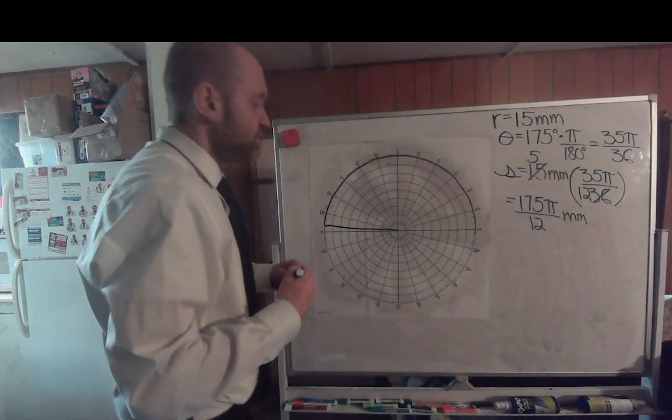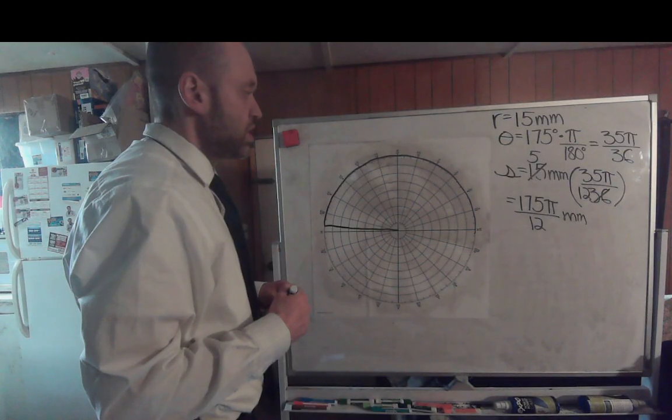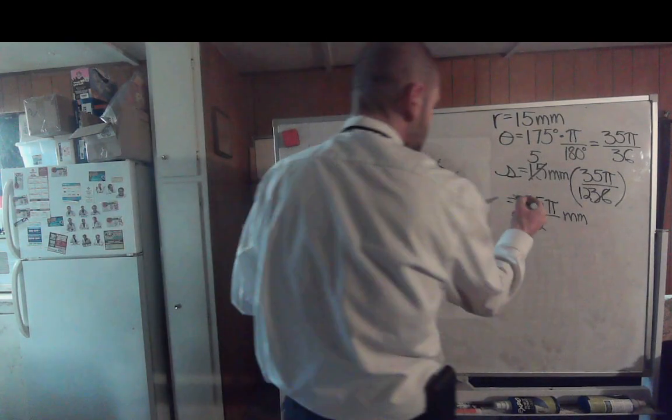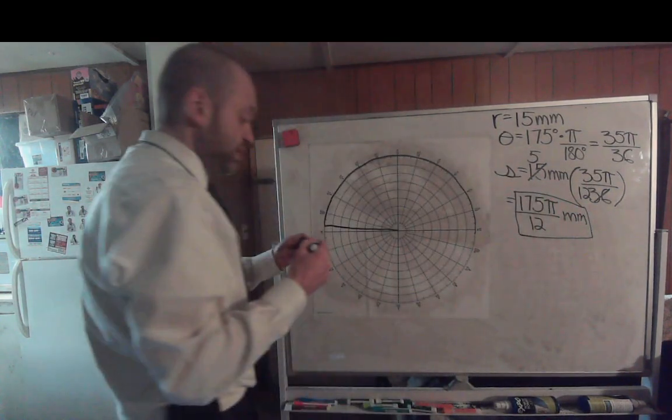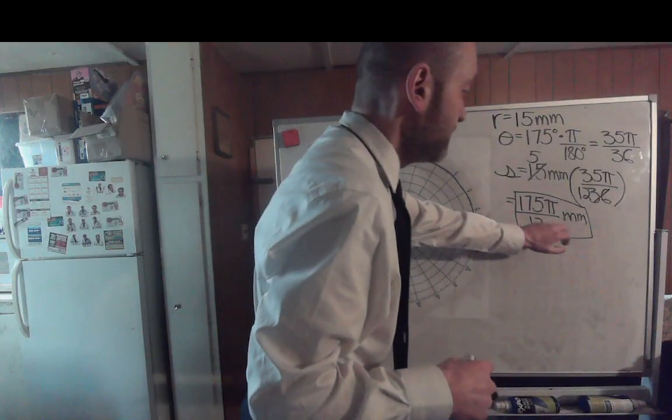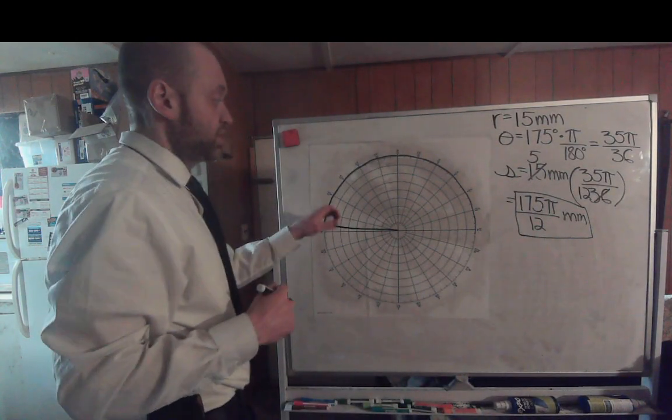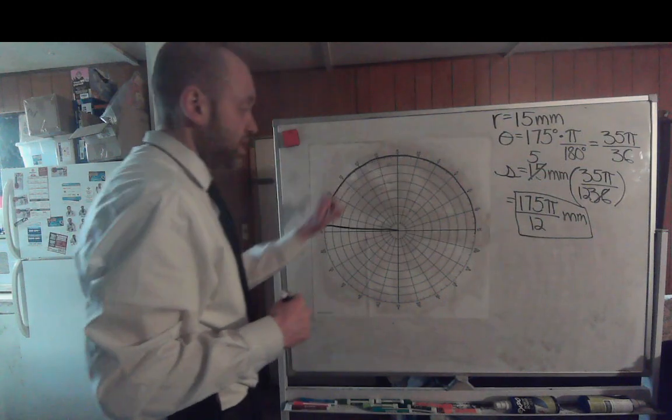And would this reduce anymore? No, it wouldn't. That's the best you could get. So your arc length is going to be 175 pi divided by 12 millimeters. So that's just for the length of this whole arc here. Now let's find the area of this sector.